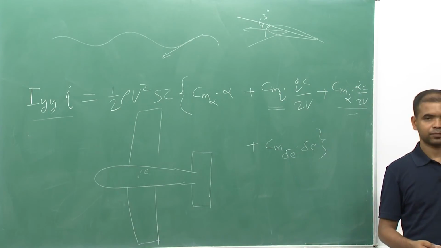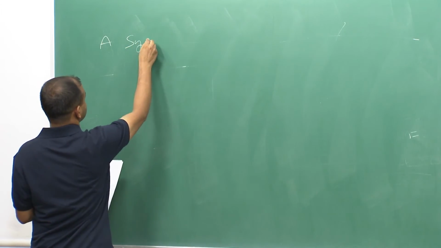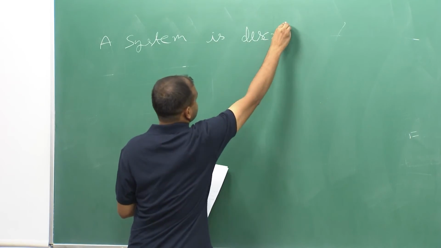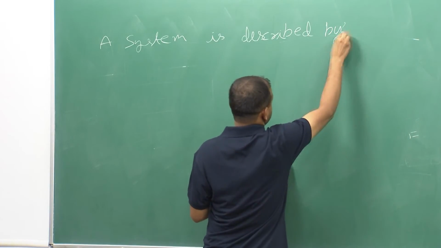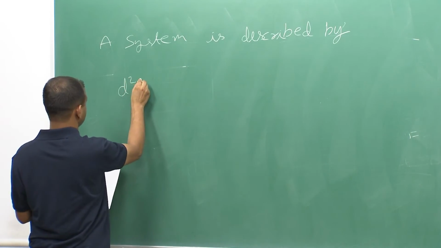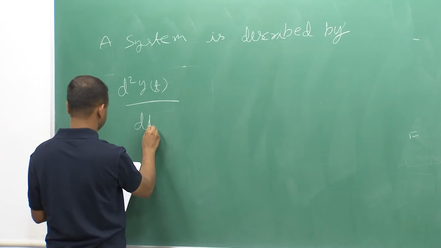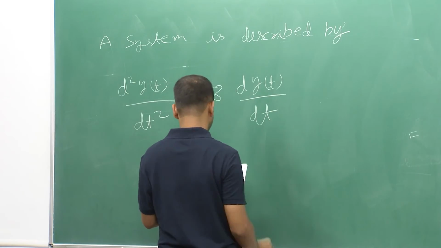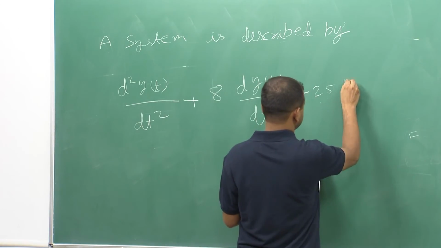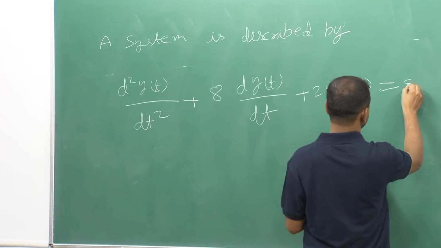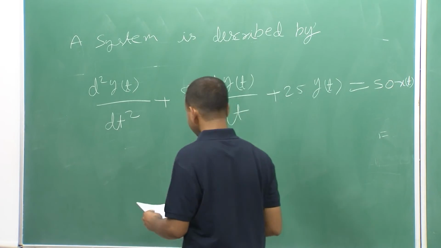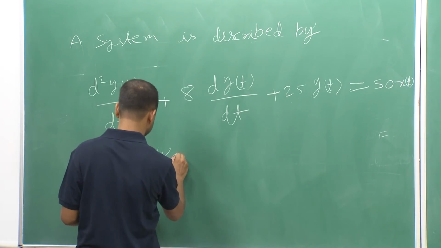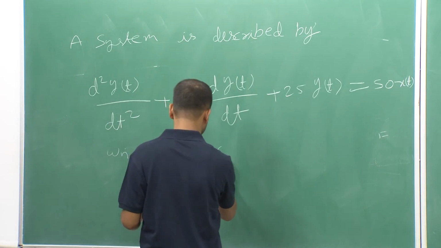Now, let us solve one numerical. A system is described by a differential equation d square y of t by dt square plus 8 dy of t by dt plus 25 y of t is equal to 50 x of t. Now, we have to find omega n, the undamped natural frequency, omega d, the damped natural frequency, and damping ratio zeta.